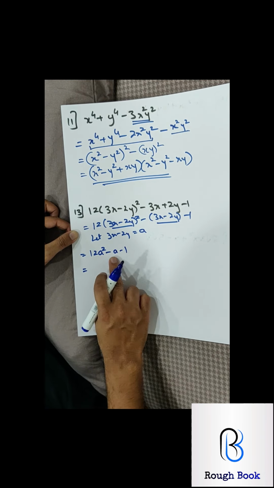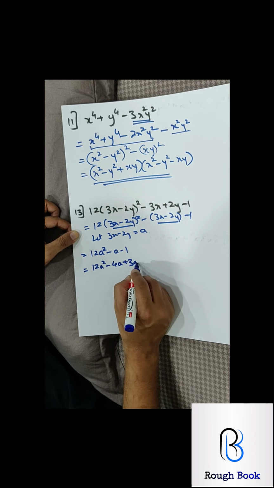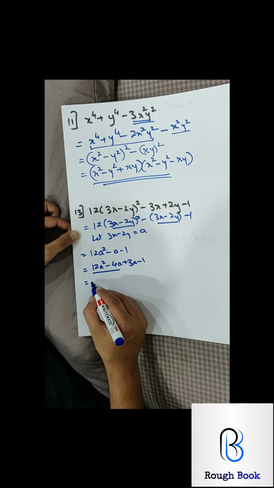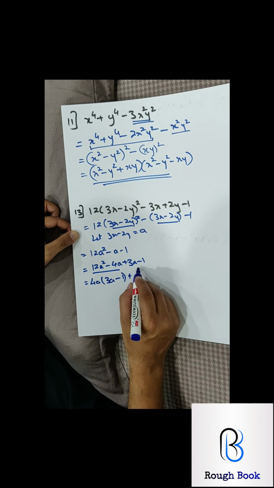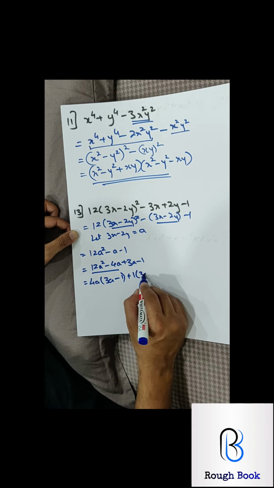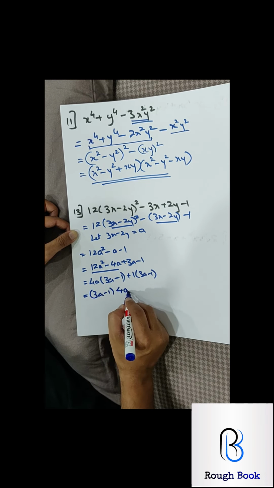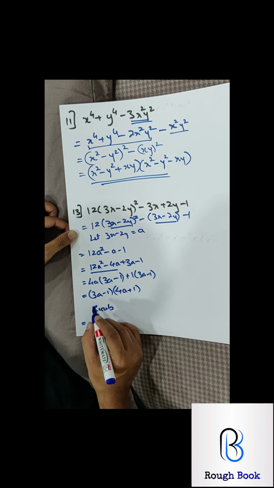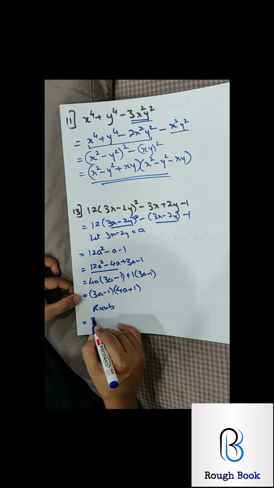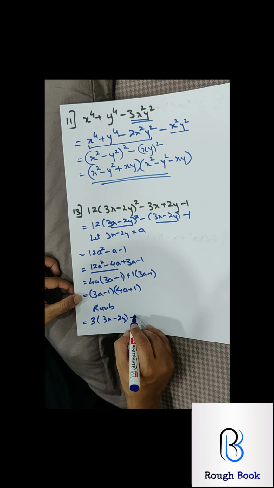So 12 ones are 12, that will be 4 3s are the splitting part. So minus 4a plus 3a. Common is 4a. So I will get 3a minus 1. Common nothing, so I just write 1. So 3a minus 1, 4a plus 1. Resubstituting. So 3 times a. A is 3x minus 2y minus 1.